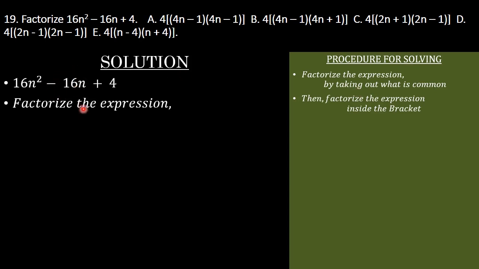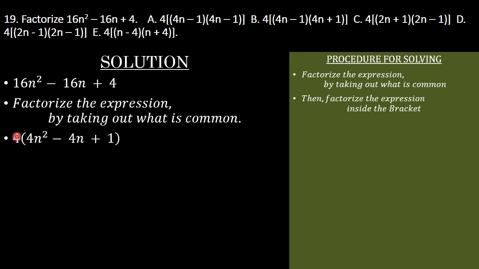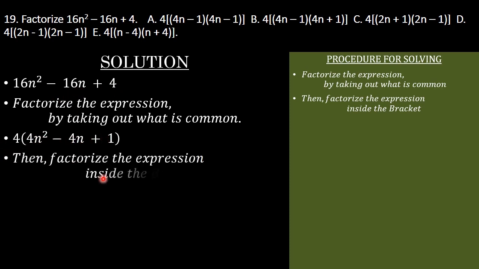Let's factorize the expression by taking what is common out. What is common here is 4. 16n squared divided by 4, we have 4n squared. Minus 16n divided by 4, we have minus 4n. Plus 4 divided by 4, we have plus 1. Then you factorize the expression inside the bracket. For us to factorize this, we are going to have 4 times (4n squared minus 4n plus 1).